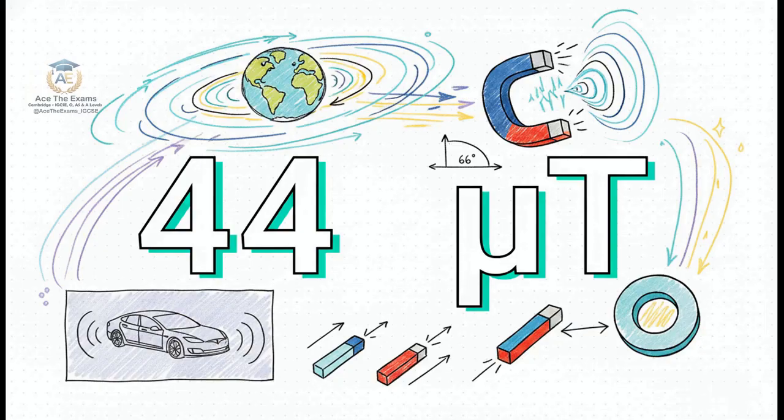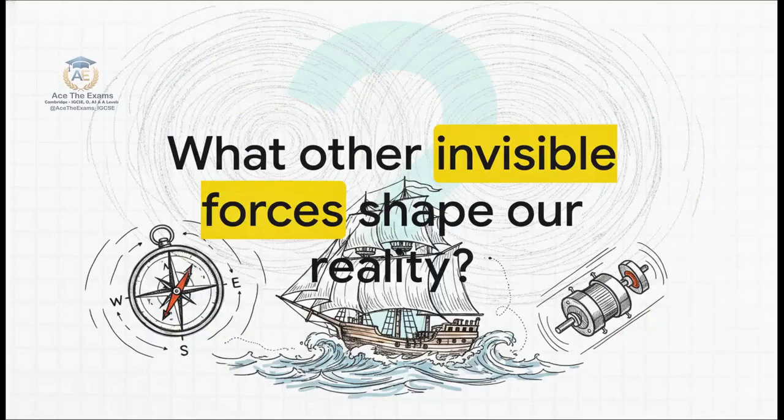As we wrap up this explainer, I'll leave you with this final thought. If a tiny 44 microtesla field is enough to steer a compass and guide global navigation, what other powerful unseen fields are silently shaping our universe? The motor effect is just the beginning of your mastery.